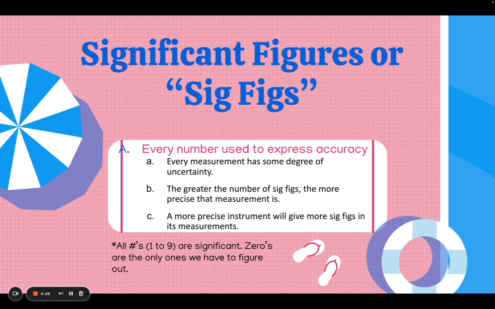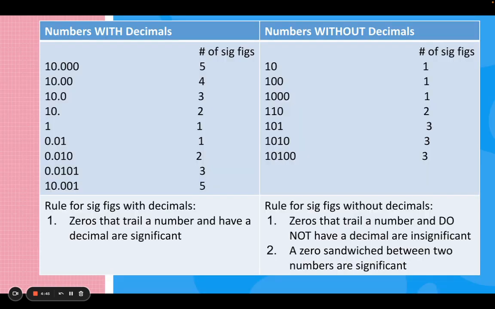All numbers 1 through 9 are significant. It's the zeros that we're not sure about. So when I said that every measurement has some degree of uncertainty, that is true, and it's usually the last digit, unless that digit is an insignificant 0, which we'll learn about, significant or insignificant, next. So there's a couple ways to have significant or insignificant zeros.